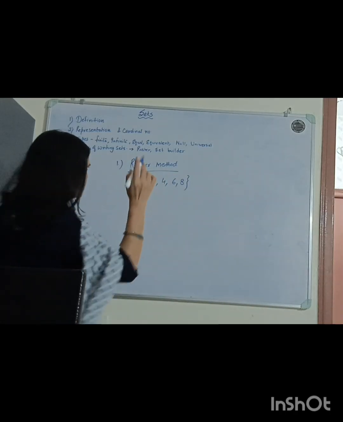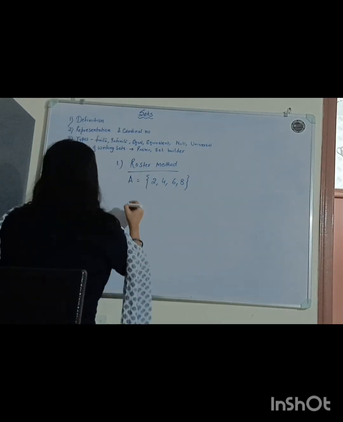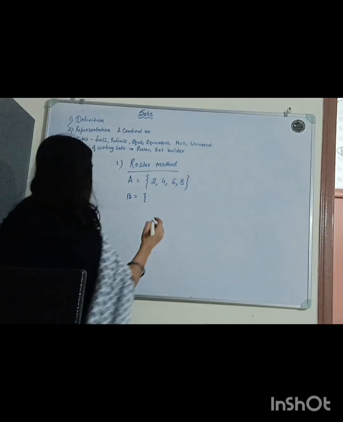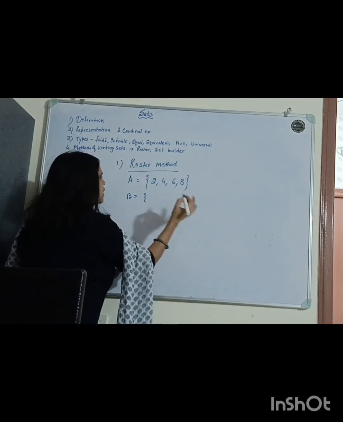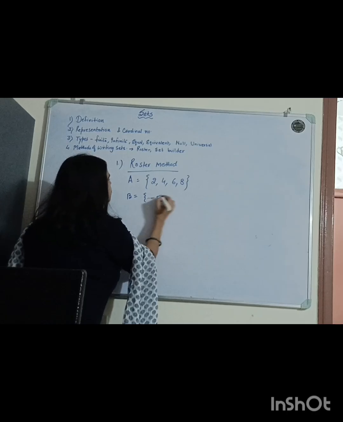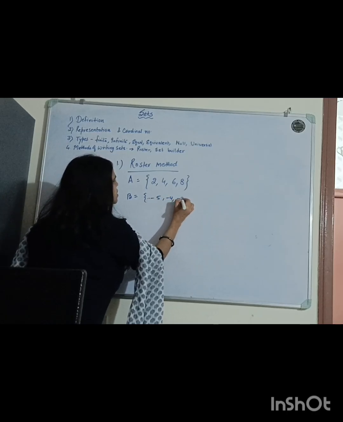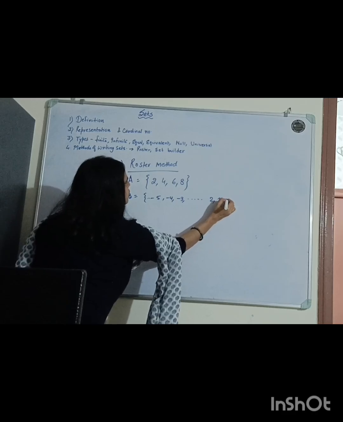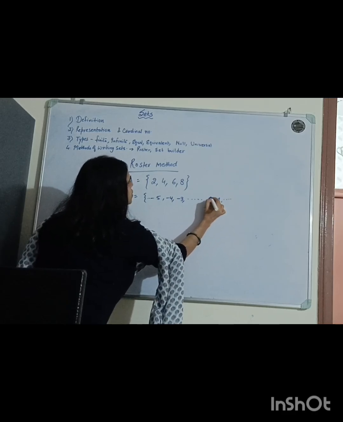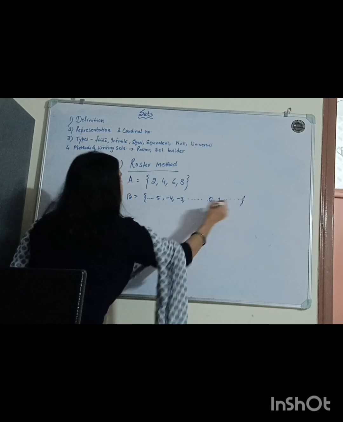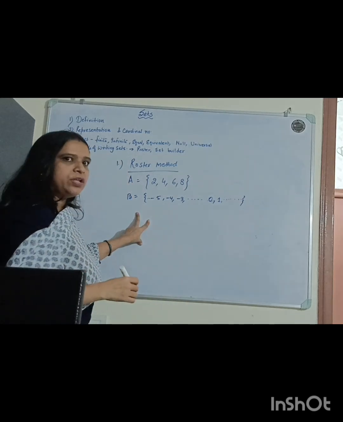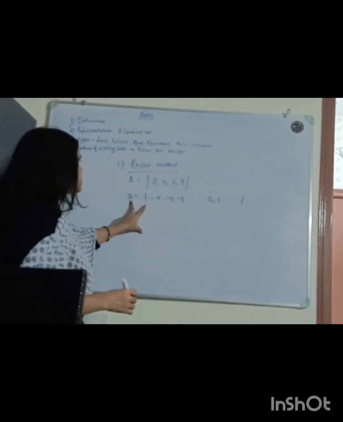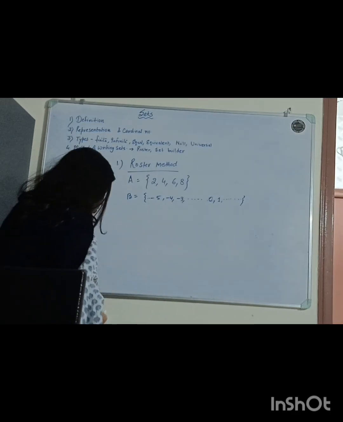If it is infinite, we will simply put dot dot dot. Suppose I say the collection of all the integers. Here it will be endless. So minus 5, dots, minus 4, minus 3, and so on, then 0, 1, 2, and it will be endless. Is it finite or infinite? It is infinite. So we cannot tell the cardinal number of this set B. So this is the roster method.